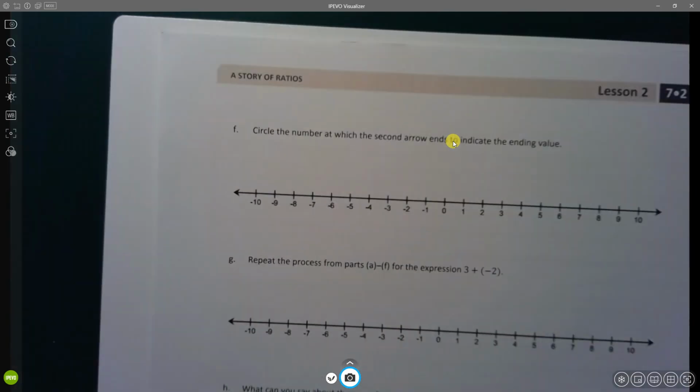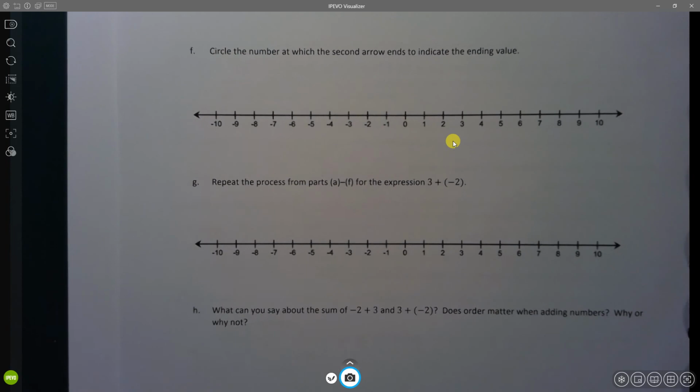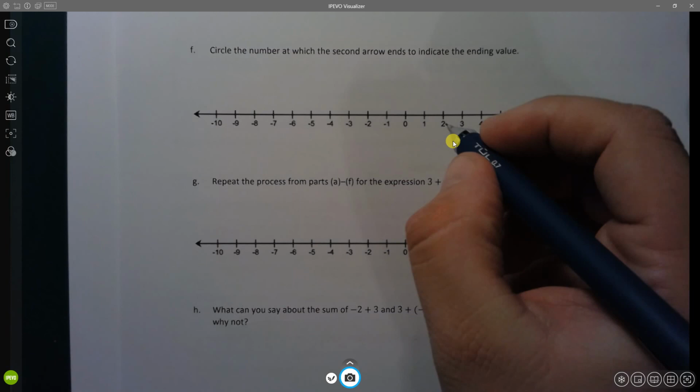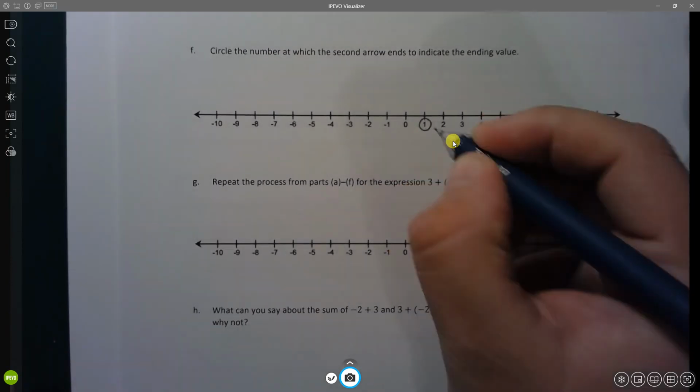All right, so now we got to continue on. We're looking at F, G, and H now. Circle the number at which the second arrow ends to indicate the ending value. Well, that's easy. We know the ending value is 1, so I'm going to circle 1.